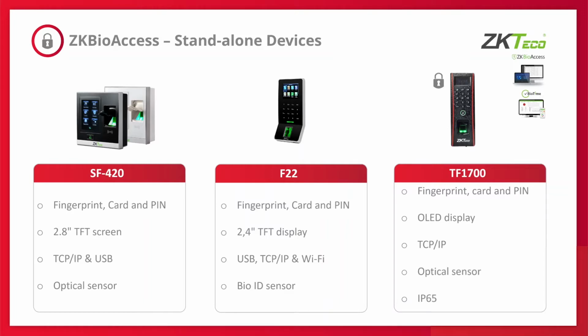The F22, almost the same, long model device, 2.4 display, and has also the option for Wi-Fi, and can also read your fingerprint. The last one, the outdoor version, waterproof, with an IP rating of 65, finger, card, and PIN code, OLED display, a small display where you can have the functions visible and the time.